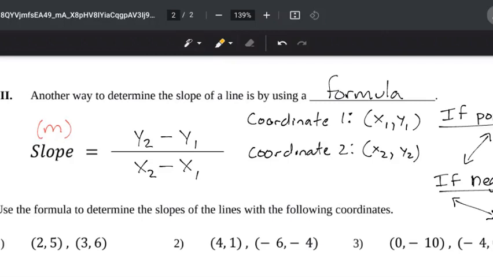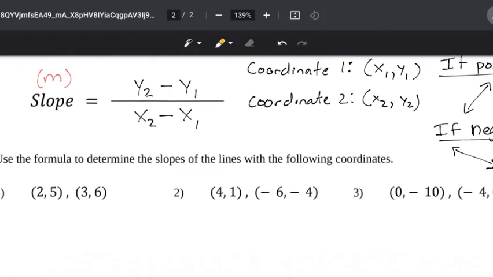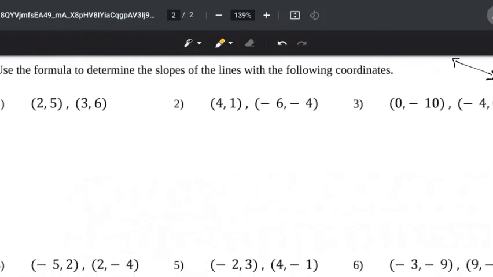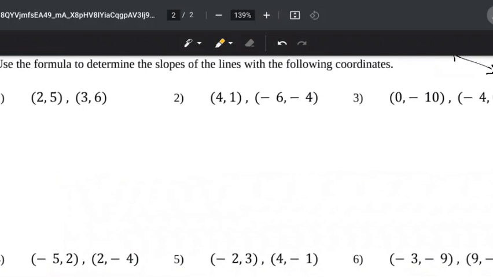Okay, so we are also going to be identifying that moving forward. So let's try some examples. Use the formula to determine the slopes of the lines with the following coordinates. Notice every example we are given 2 coordinates because you need a minimum of 2 points to form a line. And when we do that, we should start off by labeling our x's and our y's.